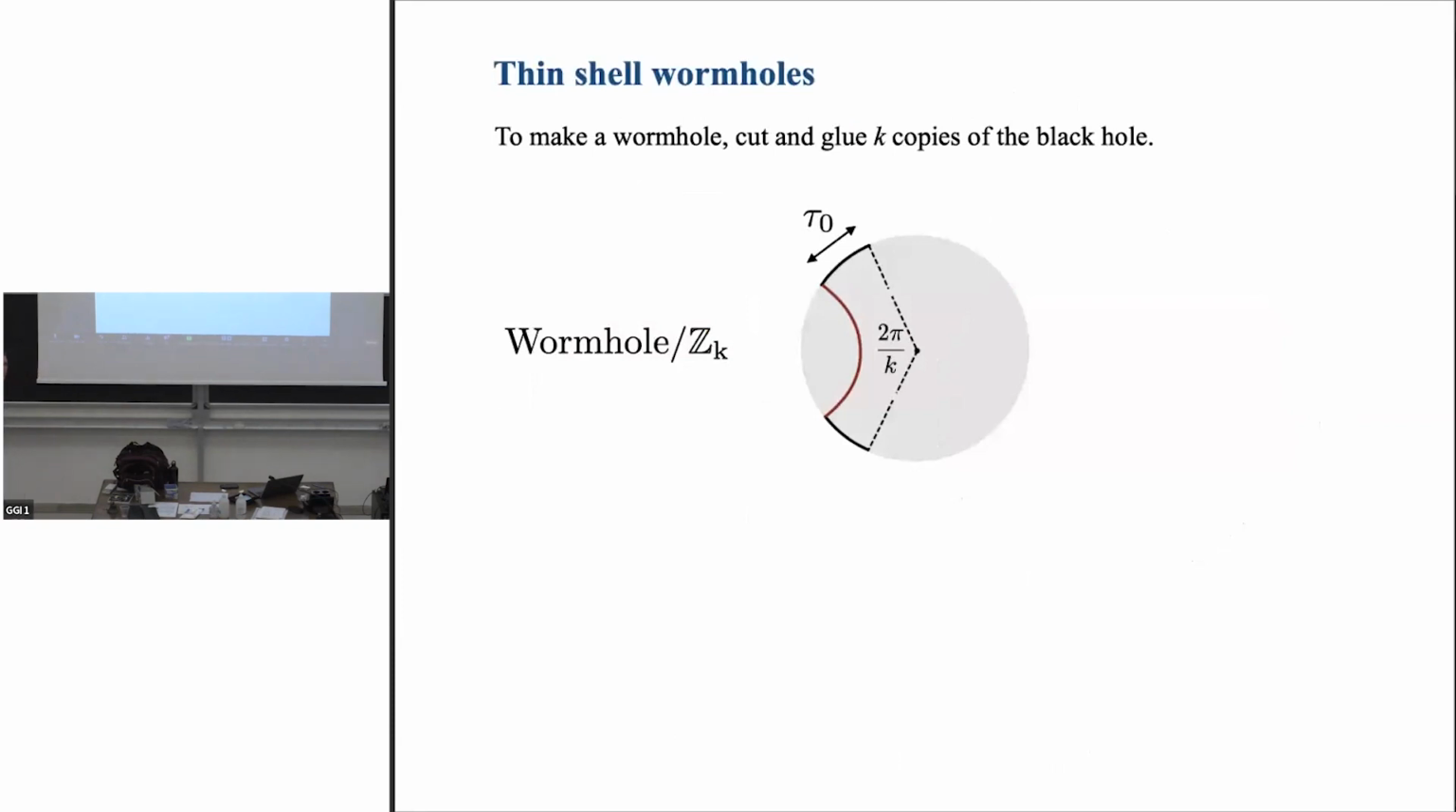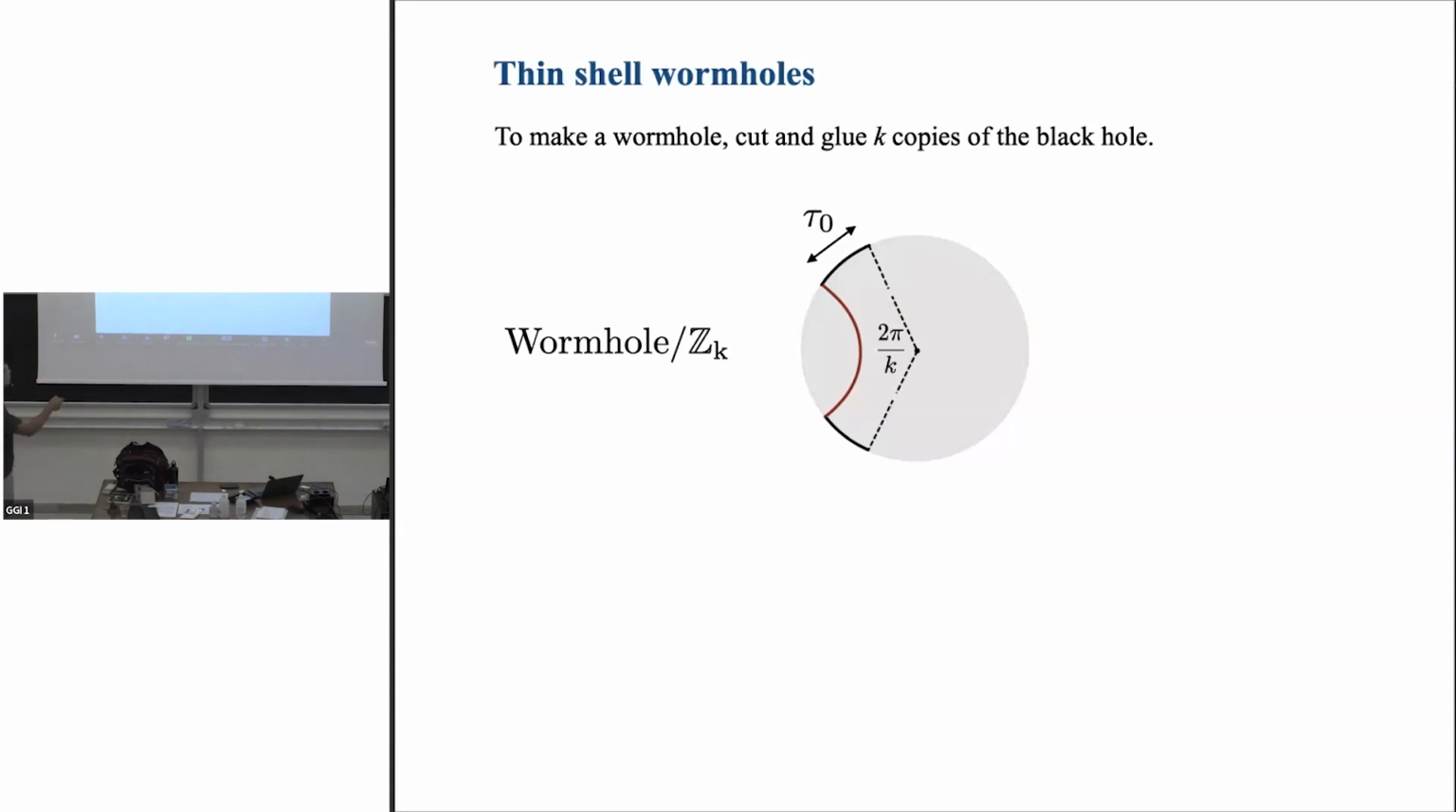Okay, so that's the black hole. And now we can construct wormholes by cutting and gluing copies of this black hole. So here's what we're going to do. We're not going to talk about the wormhole quite yet. We're going to talk about the quotient of the wormhole mod Z_k. So we're talking about wormholes that are cyclically symmetric, replica symmetric.